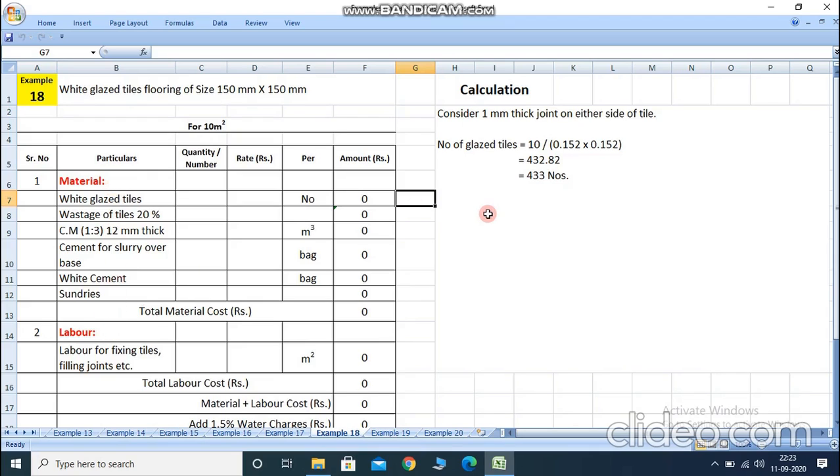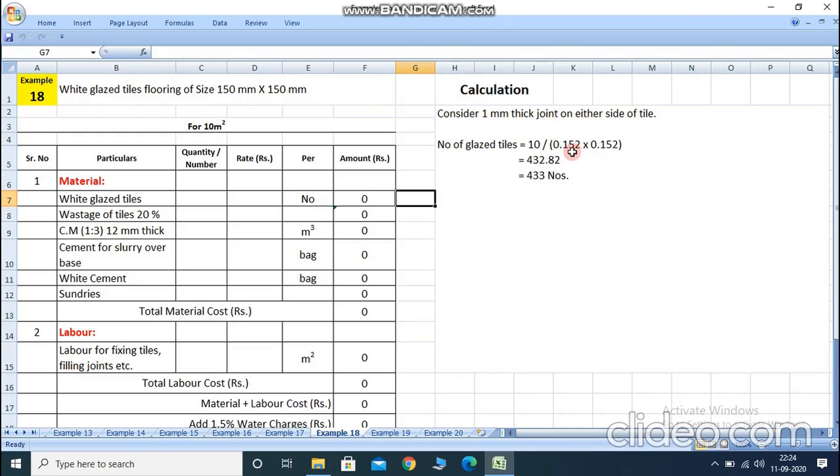Now let's start the calculation of white glazed tiles flooring of a 150 mm by 150 mm size. Consider a 1 mm thick joint on either side of the tiles. So for the number of glazed tiles, 150 mm is converted into meters, and the number of tiles required for a 10 meter square area is 10 divided by 150 mm, where a 1 mm thick joint is required.